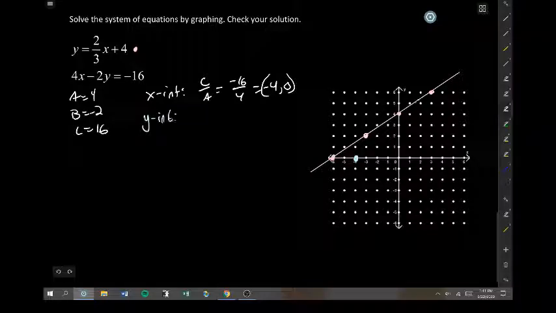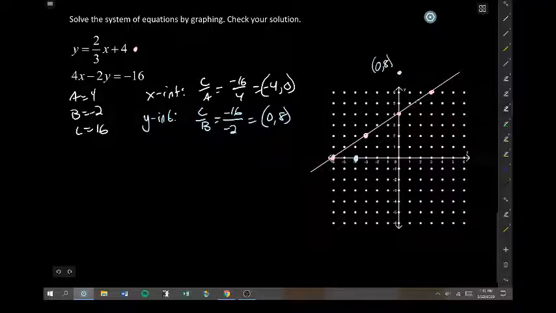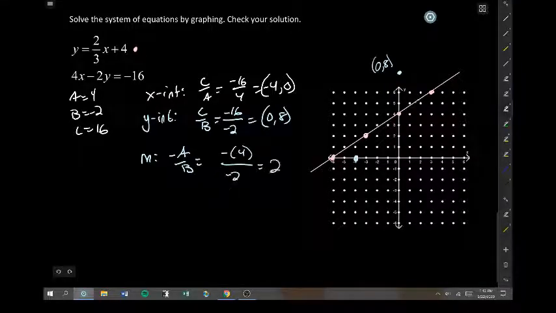The y-intercept is c divided by b, which is -16 divided by -2. Note that it's -2, so that's the point 0, 8. I can't quite fit 0, 8 on here perfectly, but I'm going to do my slope next. Remember, the slope is -a divided by b, which is -4 divided by -2. Right, the a value is 4, so that's -4 divided by -2, which is just 2. So the slope is 2/1.